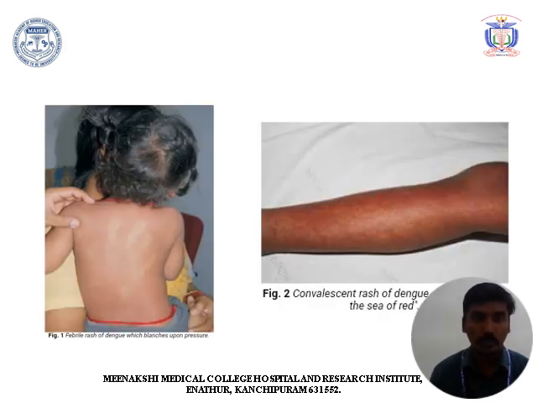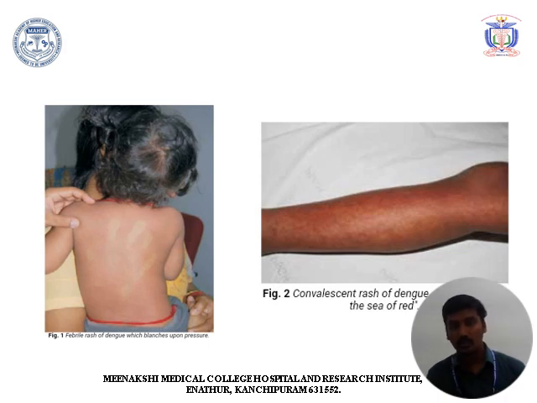The first picture depicts the classical rash seen in dengue, which is a diffuse erythematous rash that blanches on pressure. It is also seen in two other conditions such as scarlet fever and toxic shock syndrome. The second picture depicts the classical rash seen in the convalescent phase. It is a diffuse erythematous rash in which there is normal skin present in between. It is classically described as islands of white in the sea of red.